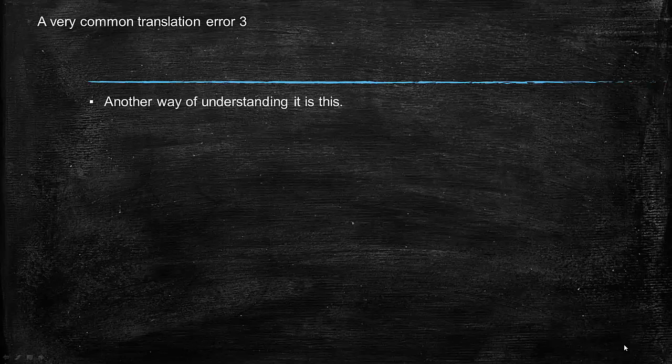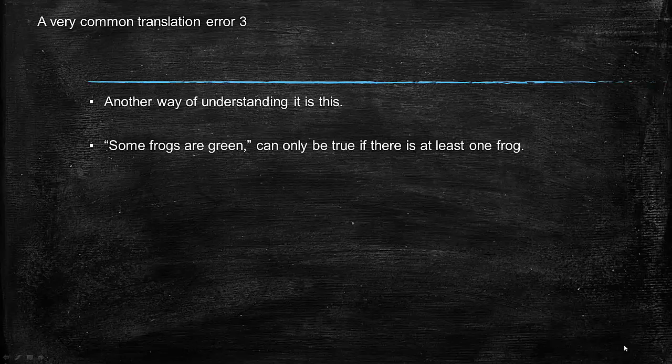Another way of understanding it is this. Some frogs are green can only be true if there is at least one frog. You'll remember earlier I said that when we make a statement like some frogs are green, we involve the existential quantifier because this really commits us to the existence of a frog. So some frogs are green can only be true if there is a frog somewhere and also that it's green.